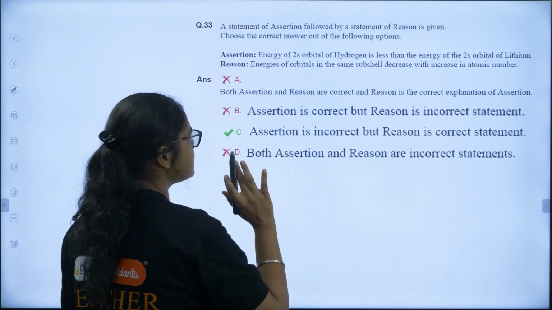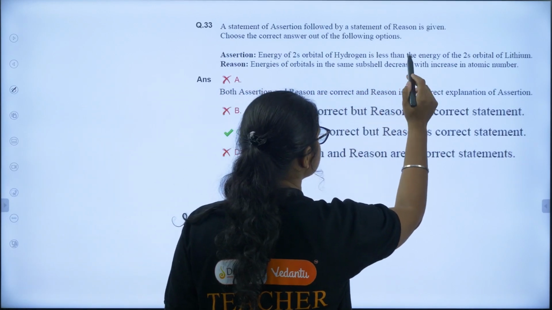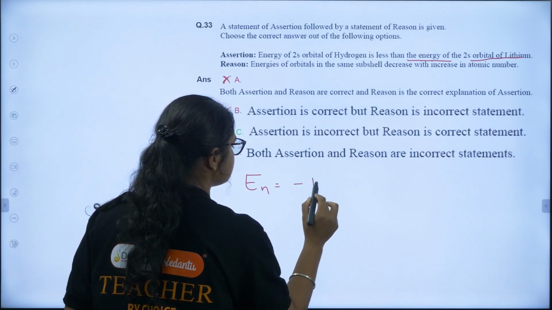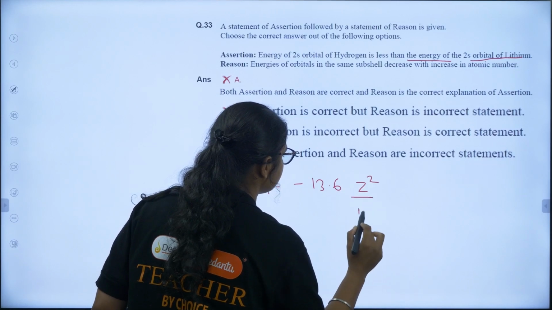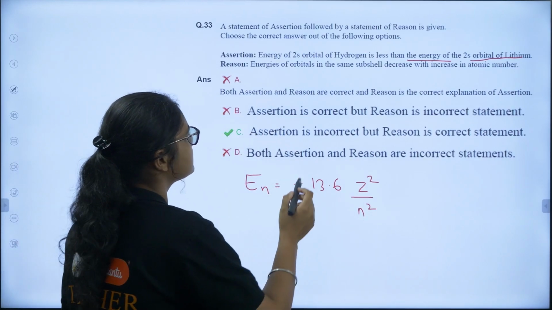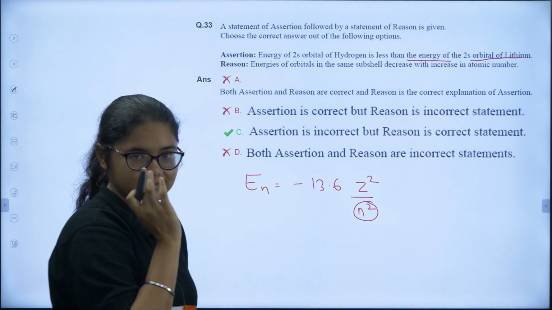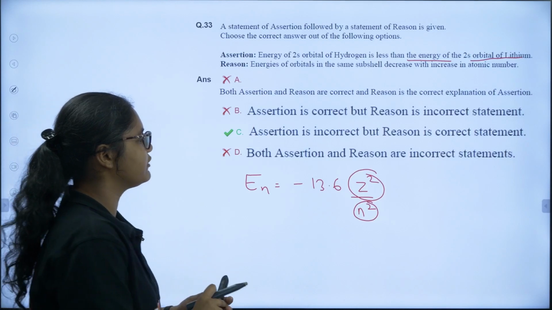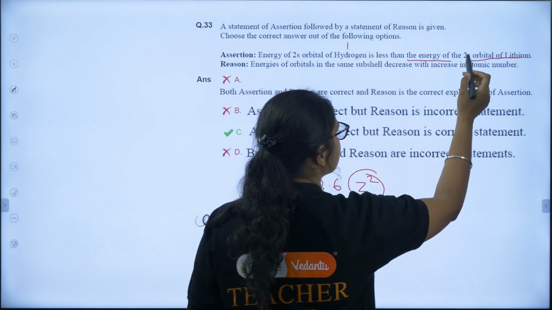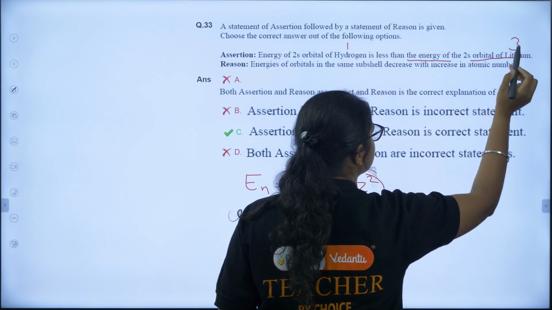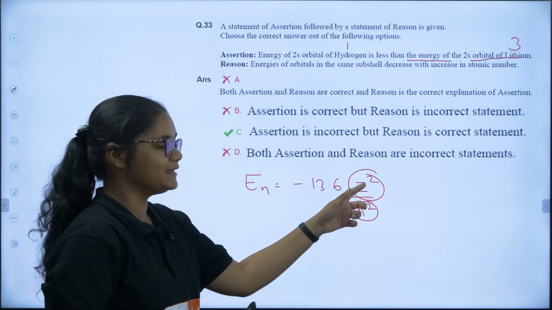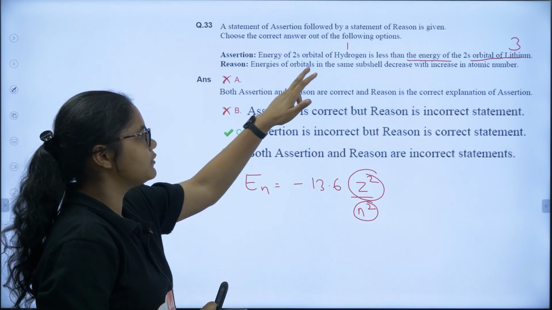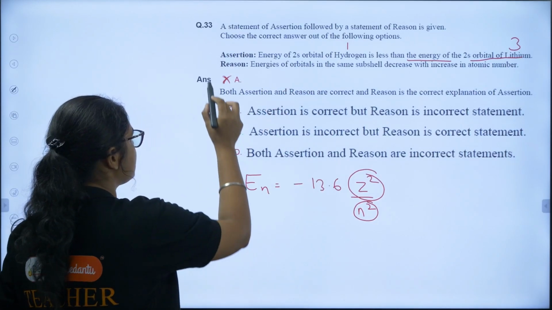A statement of assertion and reason is given. Energy of 2s orbital of hydrogen is less than the energy of 2s orbital of lithium. So the formula for energy of an orbital is minus 13.6 Z square by n square, right? Here the n value is the same for both, that is the second shell, so it is proportional to Z. For hydrogen the Z value is 1, and for lithium the Z value is 3: hydrogen, helium, lithium. So it will be minus 9 times this one for lithium, and minus 1 times this one for hydrogen. So obviously the hydrogen energy will be more, right? That is why this statement is incorrect.